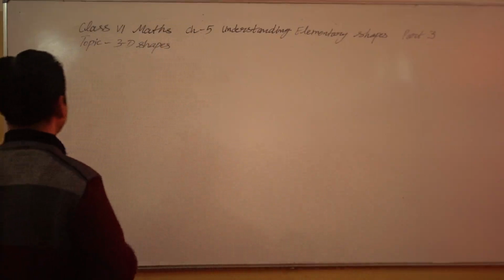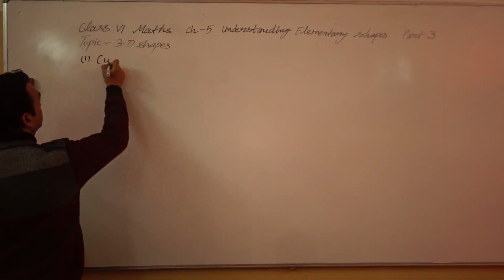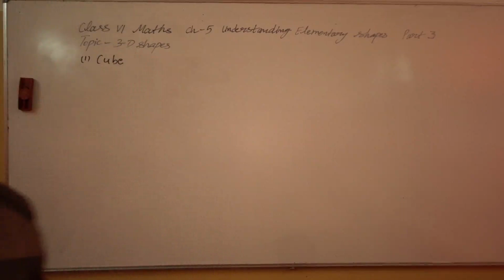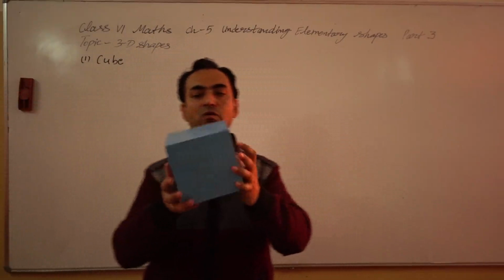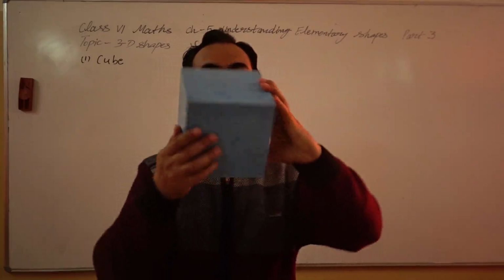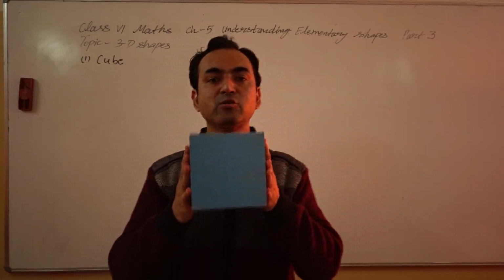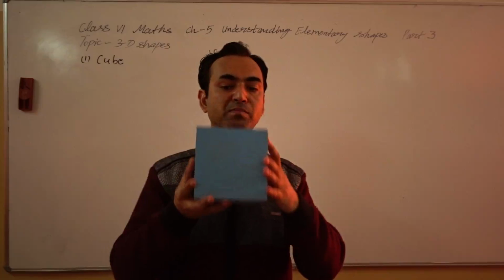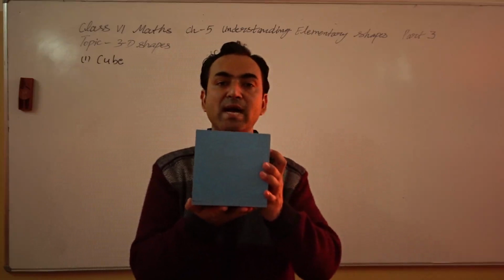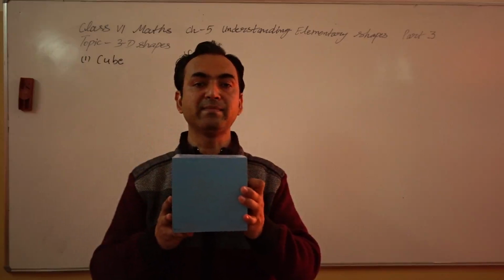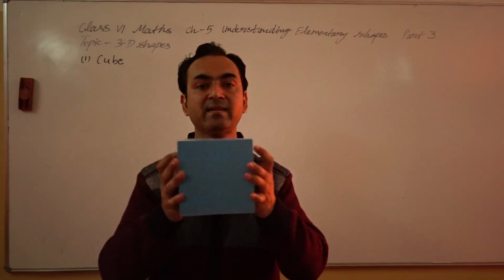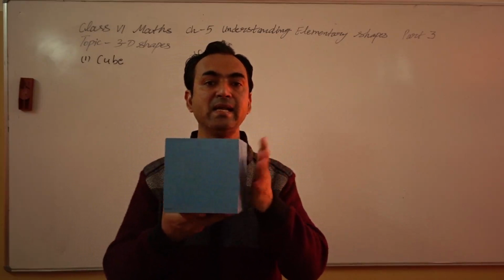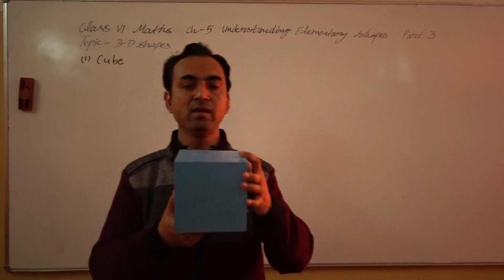So let's understand first. The first shape is the cube. Now look at the cube. This is your cube. The cube has a base in square shape and the top is also in square shape. So the solid shape whose base is square, top is square, and all the faces, left, right, back, front, are also square, meaning all the faces are square, is called a cube.